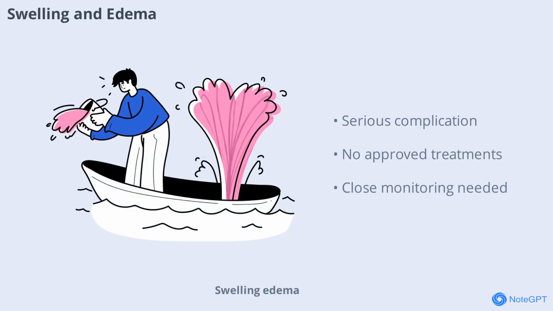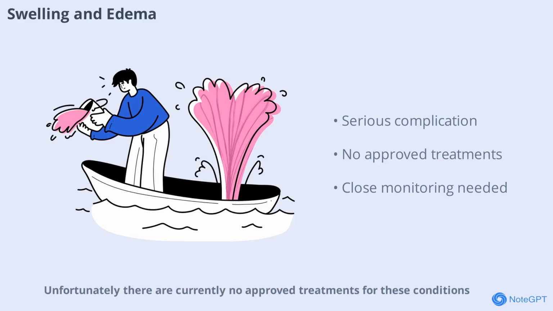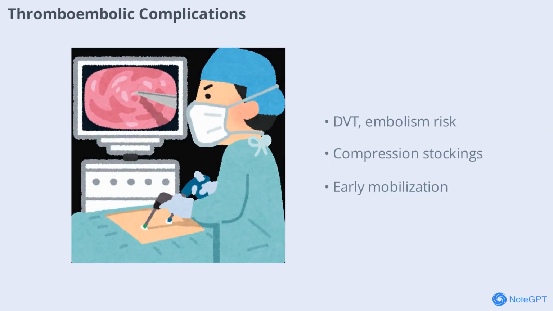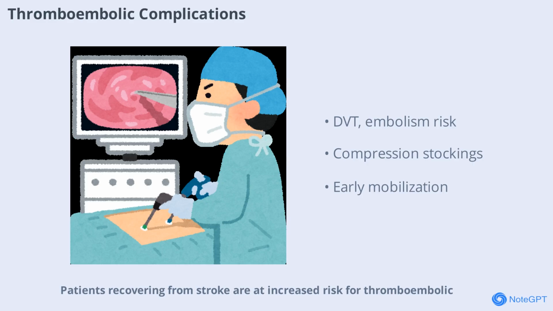Swelling, edema, and herniation are serious complications that can occur after a large stroke. Unfortunately, there are currently no approved treatments for these conditions, and they are often fatal. Preventing and managing other complications as well as close monitoring are essential for improving outcomes in patients at risk for severe brain swelling.